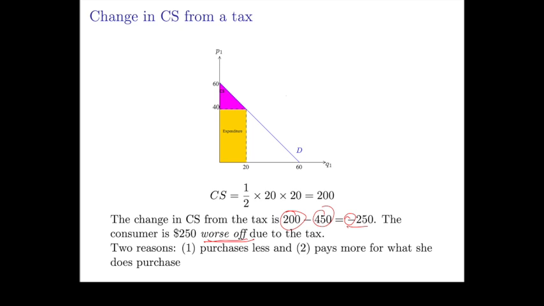Now, there are two reasons why the consumer is worse off. Remember, the consumer used to buy 30. At the price 30, they used to buy 30. Now they're buying fewer units, so they're purchasing less of the good. That's one reason they're worse off. Second, for the 20 units that they still purchase, they're paying more for it. That's the second reason they're worse off.